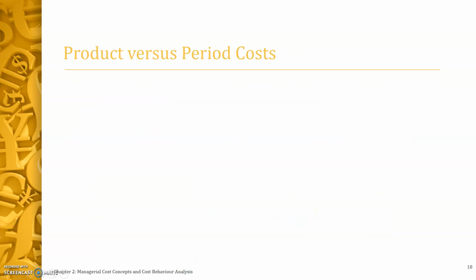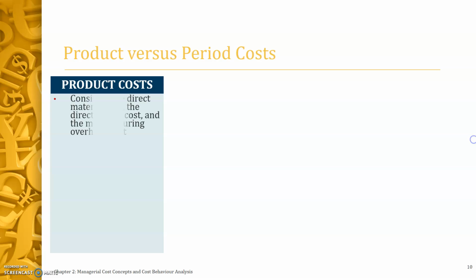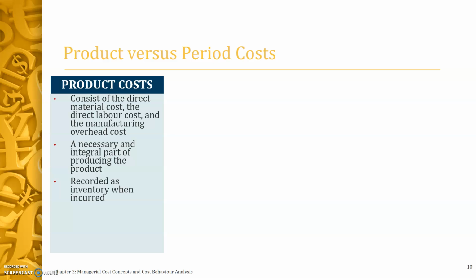This brings us to product versus period costs. Let's look at product costs first. Each of the three classes of manufacturing costs, namely direct materials, direct labor, and manufacturing overhead, are all product costs. As the term suggests, product costs are costs that are a necessary and integral part of producing the finished product. These product costs are recorded as inventory when incurred. Product costs do not become expenses until the finished goods inventory is sold. At this point, the company records the expense as cost of goods sold. Thus, all manufacturing costs are product costs.